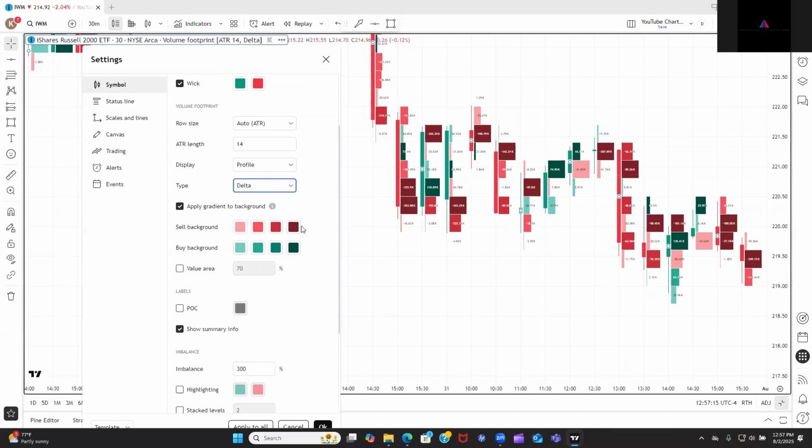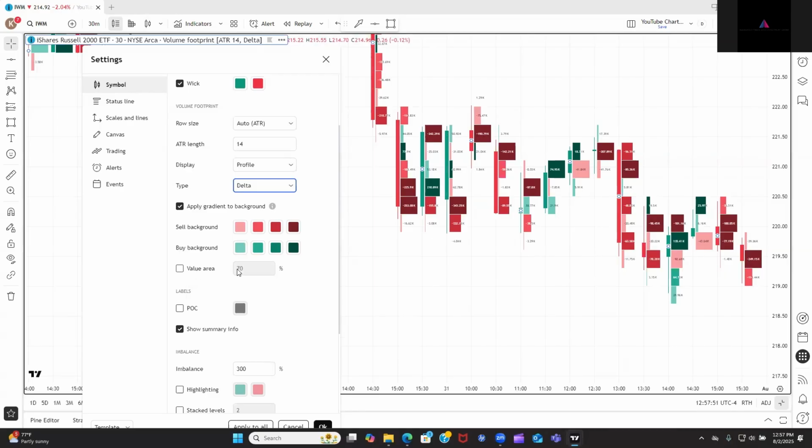And again, the colors are up to you. To me, it just makes sense. If it's selling, the selling background should be the lighter red is the lighter volume, and all the way up to the darker red is the most volume in that area. Like there's some heavy selling here versus this one, which is lighter, or this one, which is lighter than this one, right? So in my opinion, that just makes sense. And in buying, it's the same thing. It should be green, going from lightest to darkest, telling me light volume versus heavy volume.